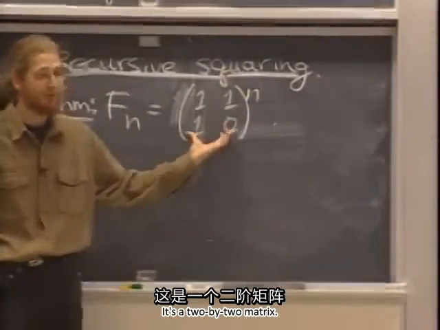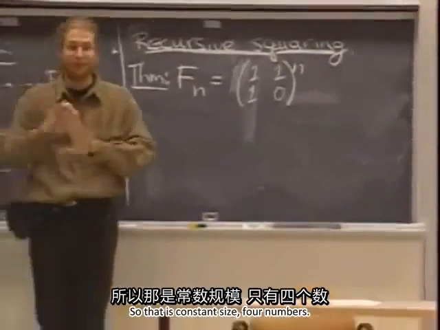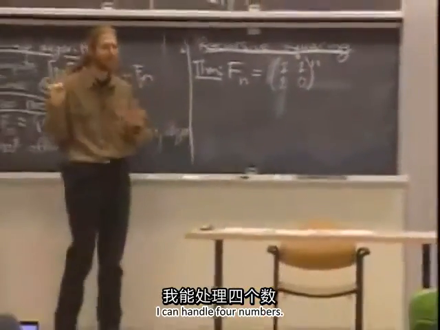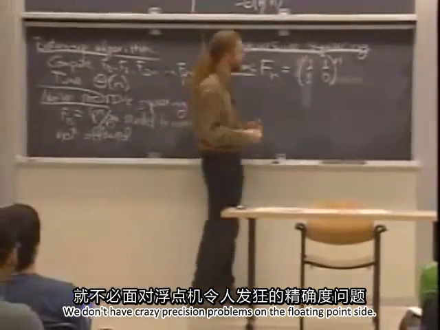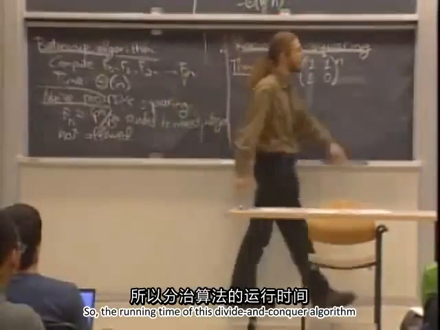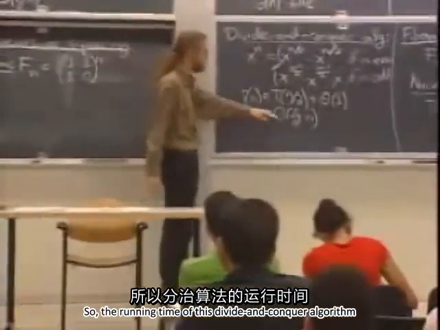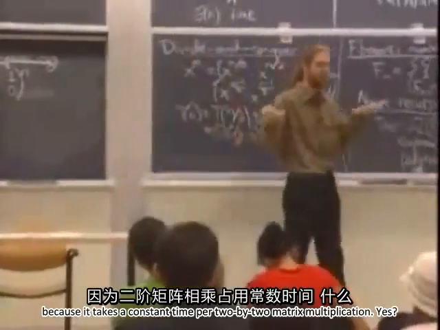It's a 2 by 2 matrix. You multiply 2 by 2 matrices together, you get a 2 by 2 matrix. So that's constant size, 4 numbers. I can handle 4 numbers. We don't have crazy precision problems on the floating point side. There's only 4 numbers to deal with. Matrices aren't getting bigger. So the running time of this divide and conquer algorithm will still be log n, because it takes constant time per 2 by 2 matrix multiplication.